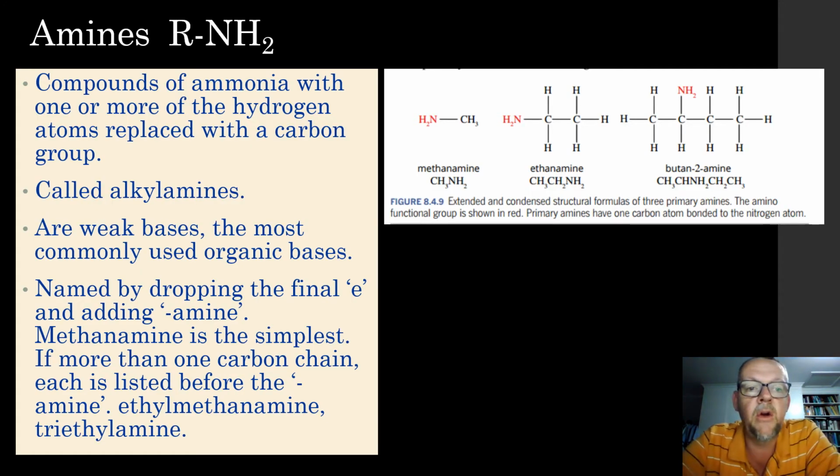Now, amines are compounds of ammonia with one or more hydrogen atoms replaced with carbon groups. So you can call them alkylamines. Now, they're also weak bases and the most commonly used organic bases. So you name them by dropping the E at the end and just adding amine. So methanamine is the simplest. So instead of methane, it's a methylamine, and it's the simplest. If there's more than one carbon chain, each is listed before the amine. So ethylmethylamine and triethylamine, for example.